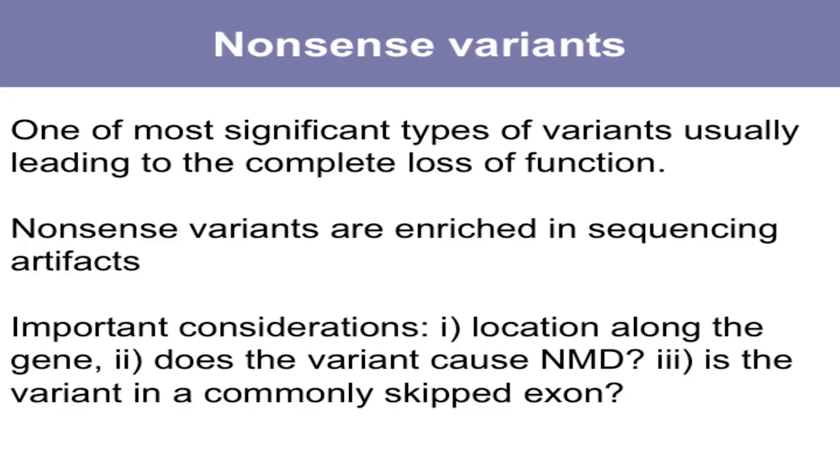Then the considerations to pay attention to are what's the location along the gene. Does this variant cause nonsense-mediated decay, right? Not all variants do, so you should look where the variant is located, and whether the variant is in a commonly skipped exon. So if there are alternatively spliced isoforms, this exon cannot be present in most of the isoforms, and this nonsense variant may alter only a very small fraction of transcripts. But generally, having a nonsense variant in your genetic study as a discovery is usually considered to be good news.